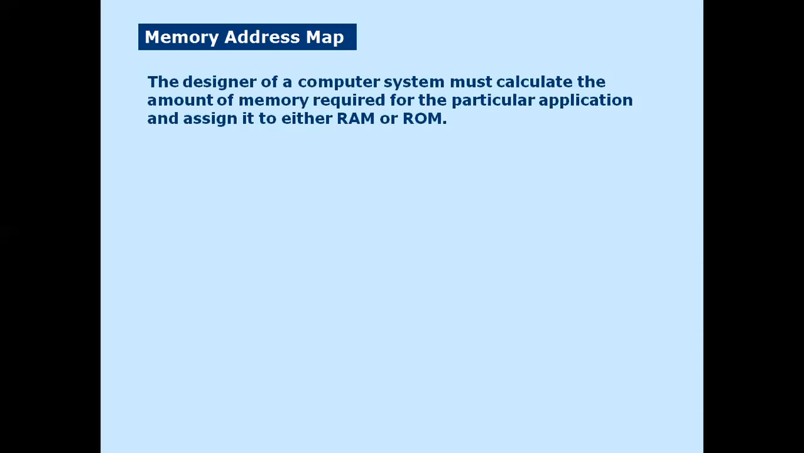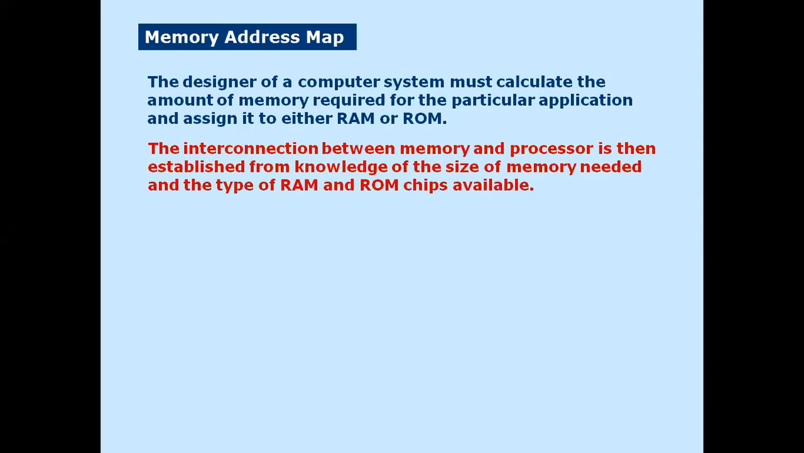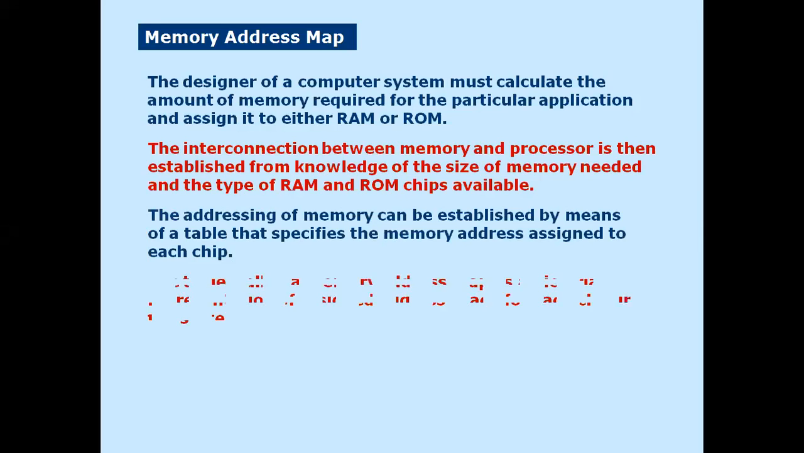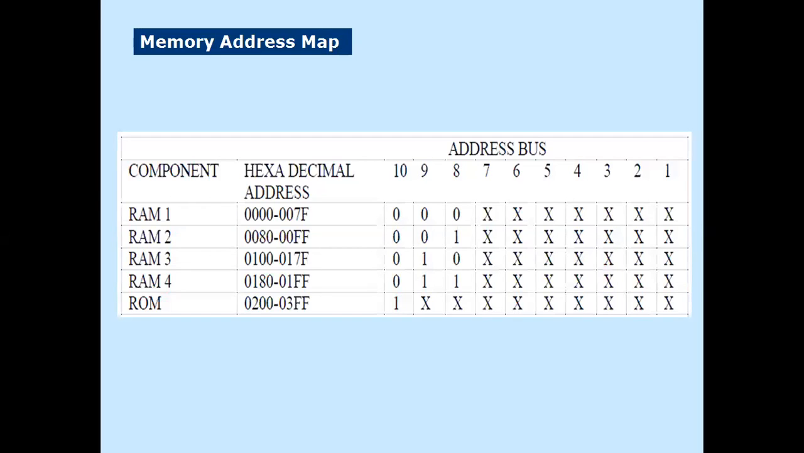Okay, and what is the memory address map? It is used for conveying the typical connection between the processor and the memory. And one case study is there, that is the required and the available. And this is one of the typical tables which is used for selecting the RAM and the ROM chip. Are you clear? Yes, sir.